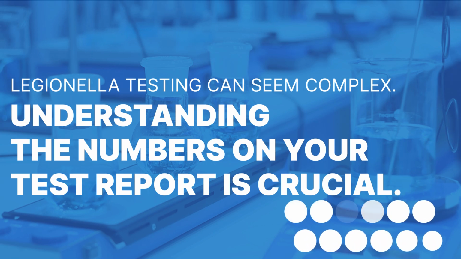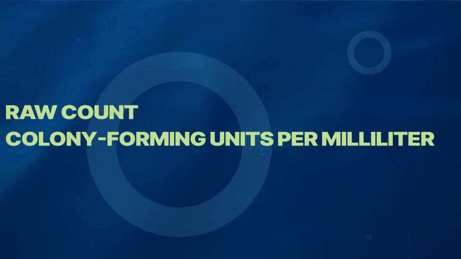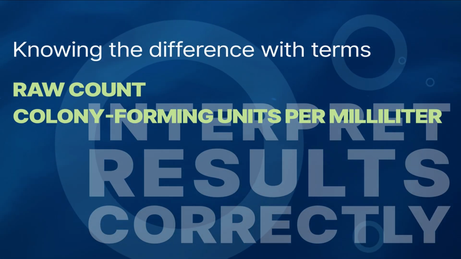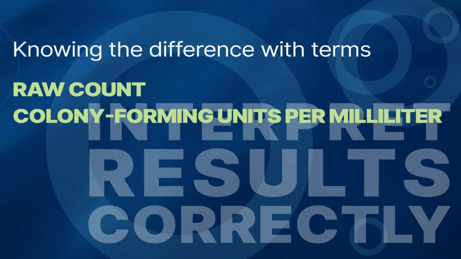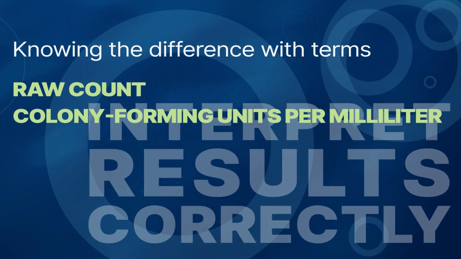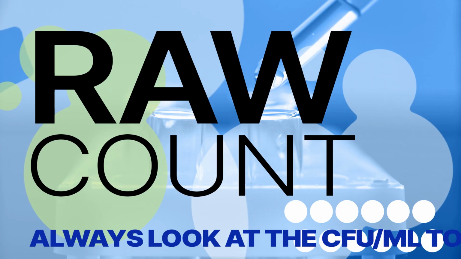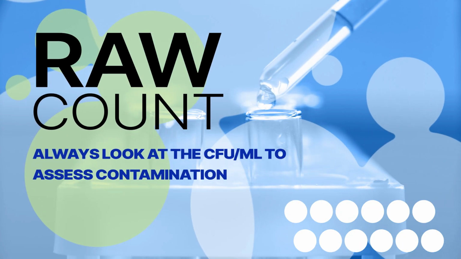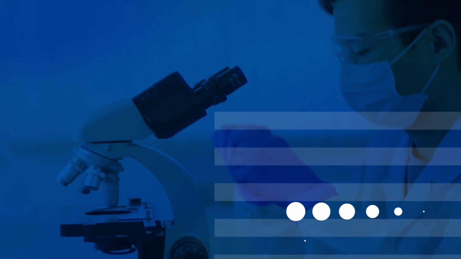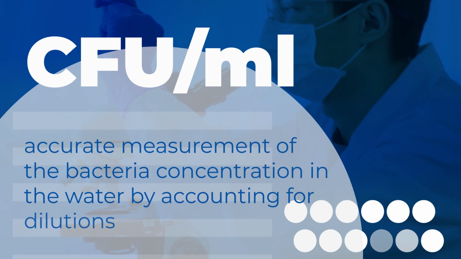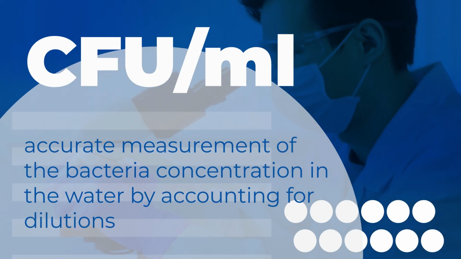Legionella testing can seem complex, but understanding the numbers on your report is crucial. You'll see terms like raw count and colony forming units per milliliter, and knowing the difference can help you interpret the results correctly. Raw count is the initial number of bacteria colonies visible on the test plate, while colony forming units per milliliter is the final number you need to focus on.